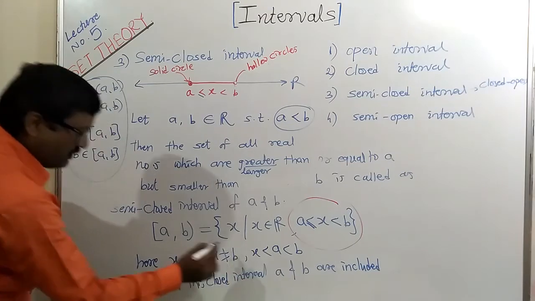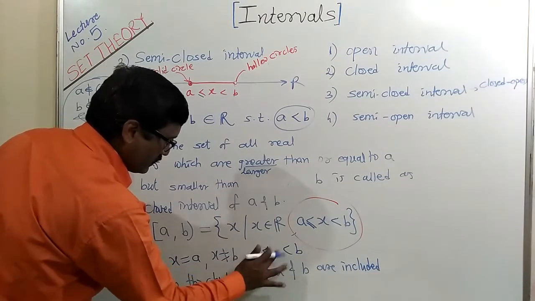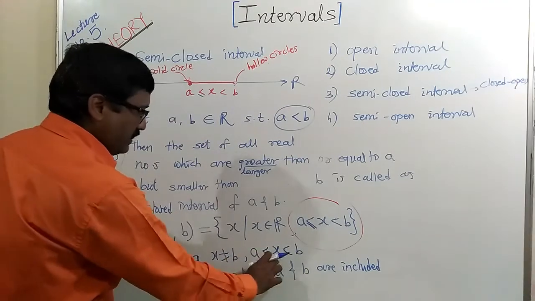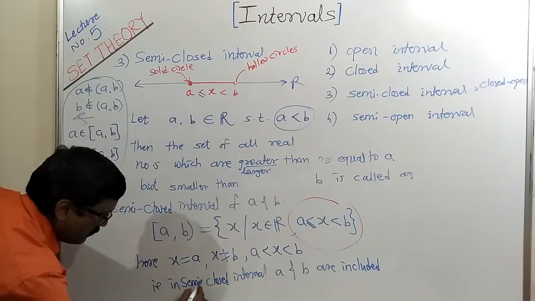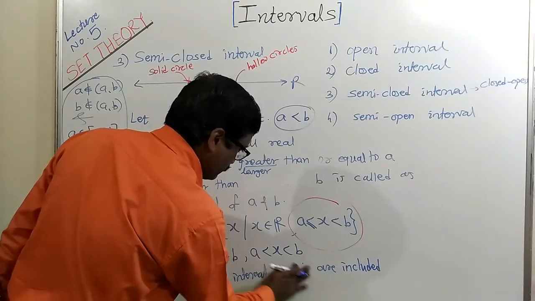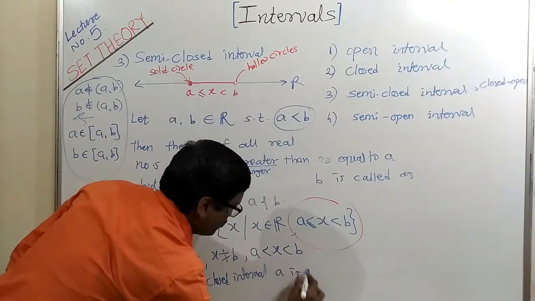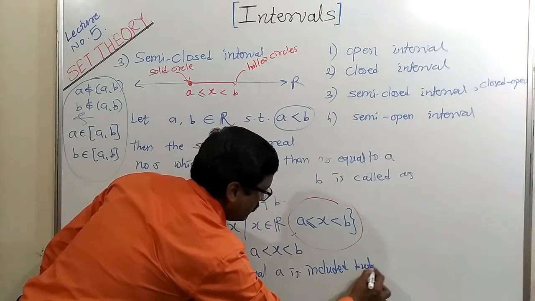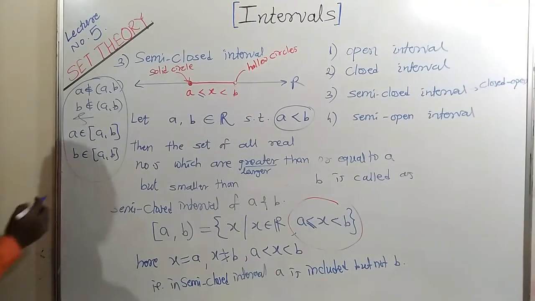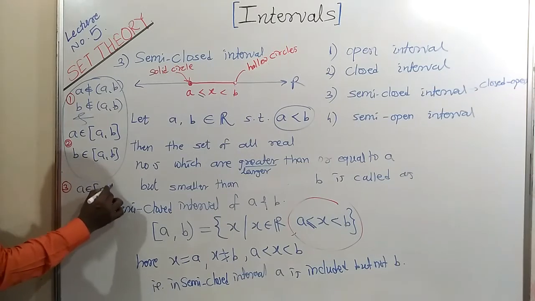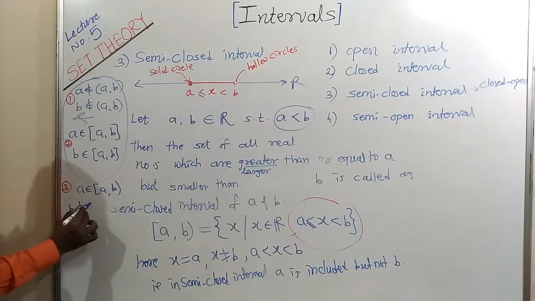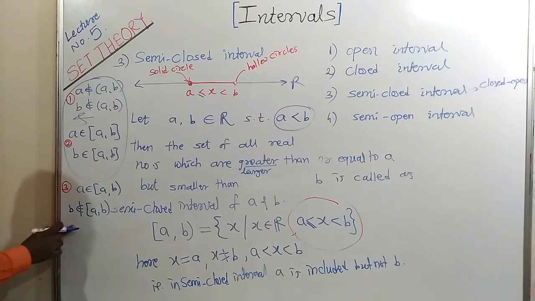So this type of representation is there. Here x is equal to A, x is not equal to B, but x is greater than A and x is less than B. That is, in the semi-closed interval of A and B, A is included but not B. Means in case of this third one, A belongs to closed A open B, but B does not belong to closed A open B. That is the third important point here. Remember these points also.